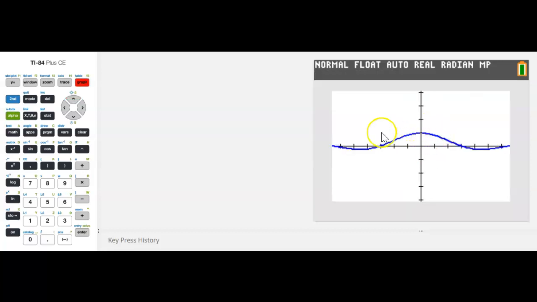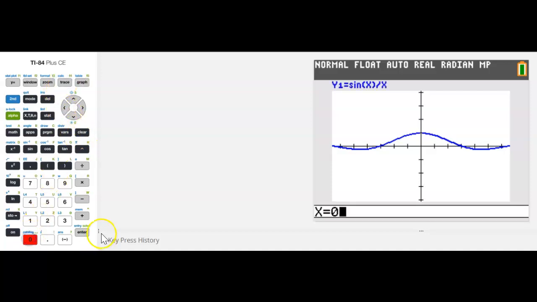Look at the graph one more time. We said trace 0, enter. So we could be right on that spot. But if you arrow left a little bit, you can see the same values here in the graph that we were seeing in the table. So as we move closer to 0 from the left, they get closer and closer to 1. And then the same is true when we move in from the right. You get closer and closer to 1.